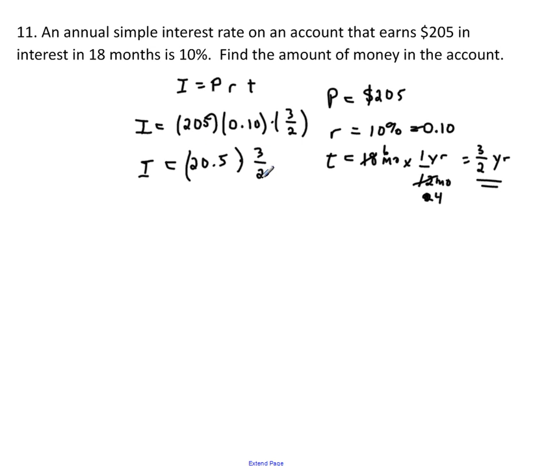20.5 times 3/2. Well, let's see. How many times will 2 go into 20.5? I know that 2 goes into 20.5 10 times, and half of 0.5 is 0.25. So if I take 10.25 times 3, I know that 0.25 times 3 is 0.75, and 3 times 10 is 30. And so my interest amount will be $30.75.